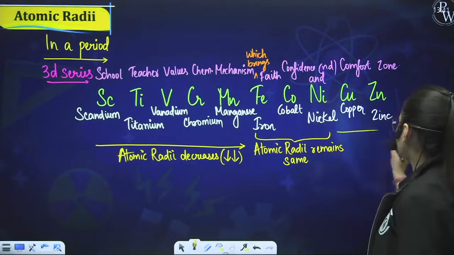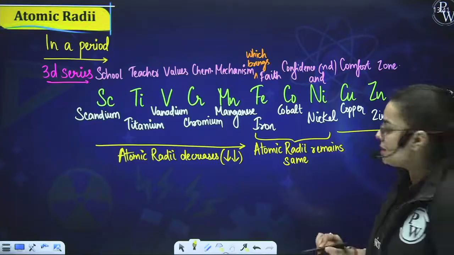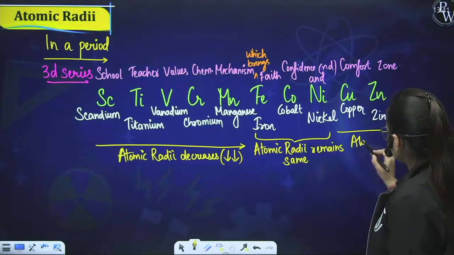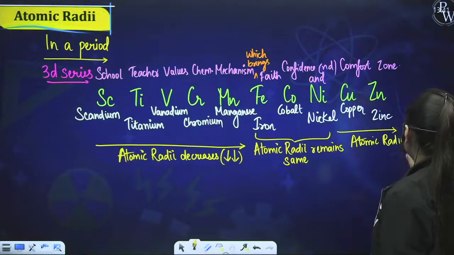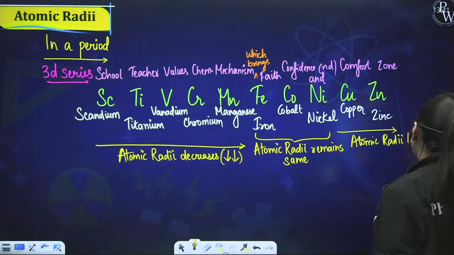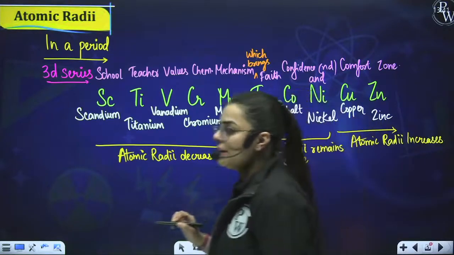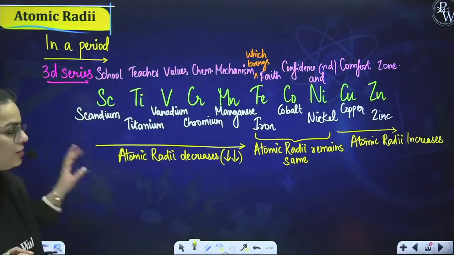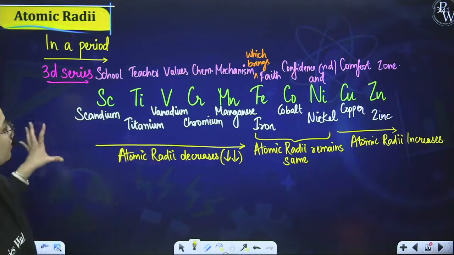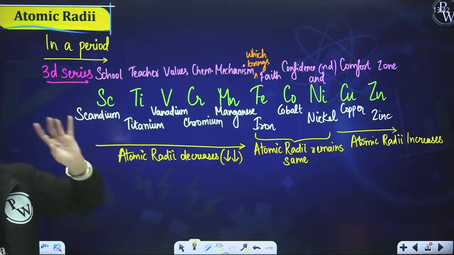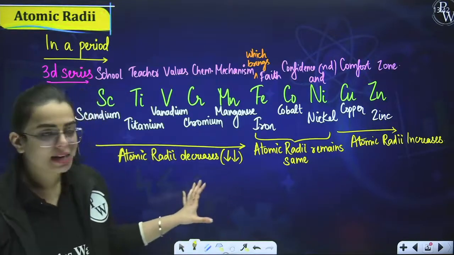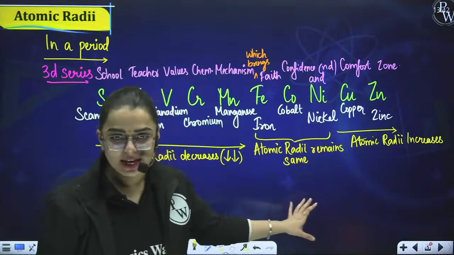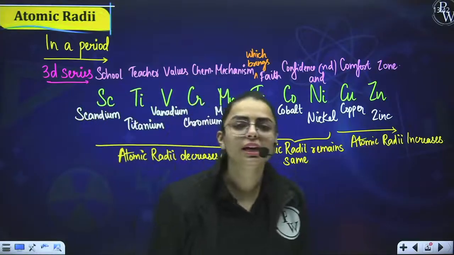And at last, when you move from copper towards zinc, atomic radii increases. Now usually atomic radii will decrease when you move from left to right, but over here in 3D series, in 4D and 5D, what we have observed in D block elements, basically first of all the atomic radii will decrease, then the atomic radii will become same, and after that the atomic radii will increase.